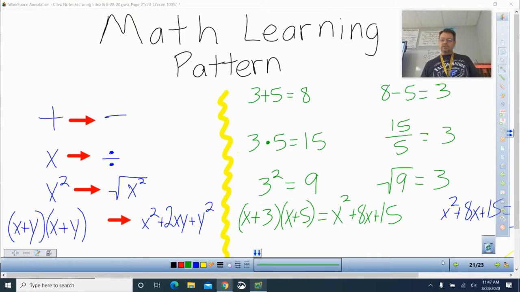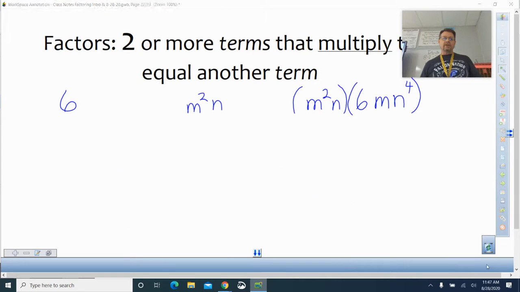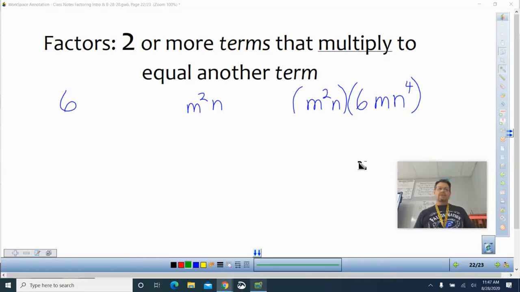So let's get some other thoughts out here. What is a factor anyway? A factor is two or more terms that multiply to equal another term. And so we're going to look at the factors of 6, which is just a straight constant number. And then we're going to look at some factors of a variable, and then factors of variables and a number. And how does all that play together?